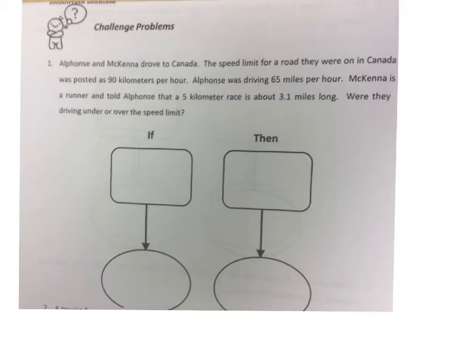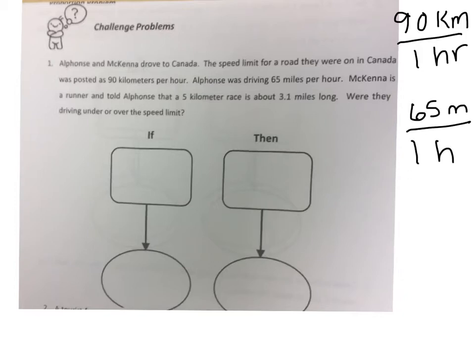So we do know the speed limit is 90 kilometers per hour. So that is actually a unit rate. So this is how fast you can go, 90 kilometers in 1 hour. The only thing we know is he was driving 65 miles per hour. So that's another unit rate. This is how fast he was going. Basically, we have to see, is that more? How does the 65 miles and the 90 kilometers compare?